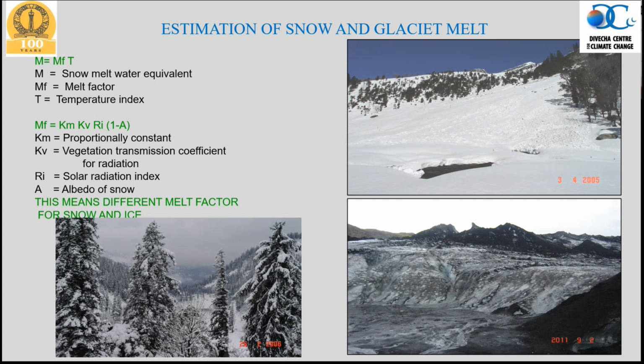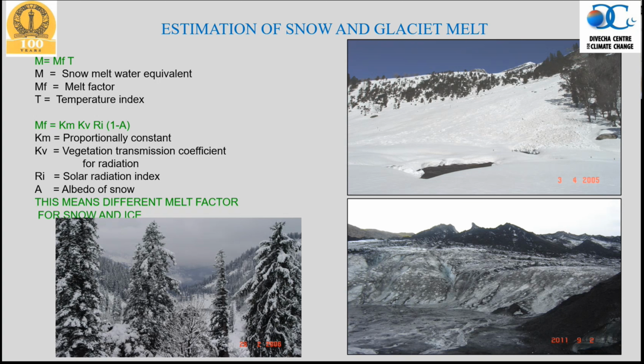And what is the melt factor? There are different ways by which you can estimate the melt factor. The melt factor will have parameters such as the vegetation transmission coefficient, that means for radiation. So how dense is the vegetation? If you go into the high altitude region, the vegetation transmission coefficient is 1 essentially, because there is no vegetation in glaciated terrain or high altitude regions.